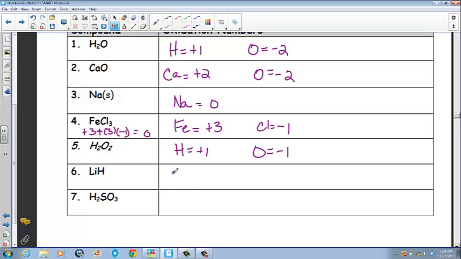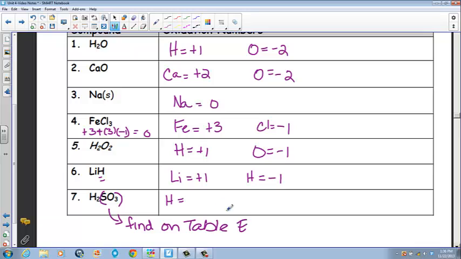Lithium hydride: lithium by itself, a group 1 metal, is always going to be a +1. And in this case, hydrogen, at the end of the compound, is going to be -1. And then we have hydrosulfuric acid, or we can call it sulfuric acid. So let's break this up. SO3 is a polyatomic ion that we can find on table E. Hydrogen is going to be a +1.